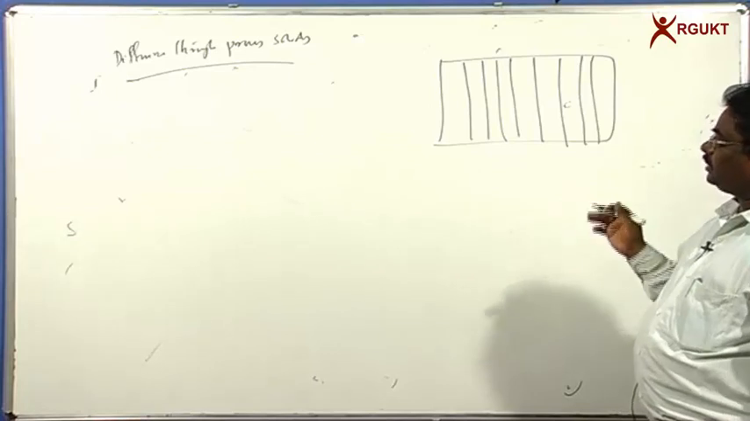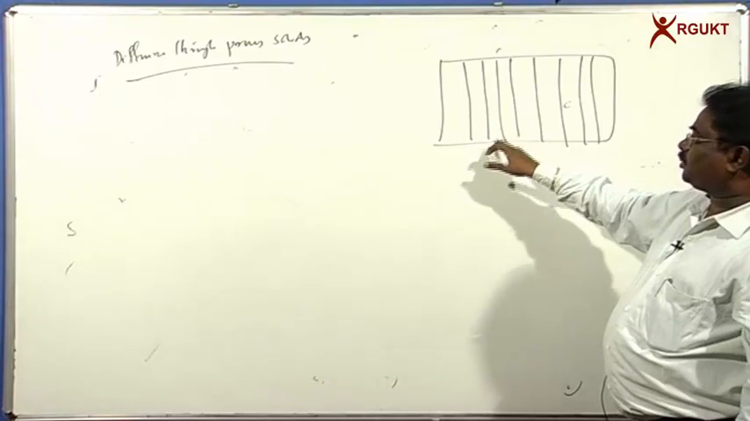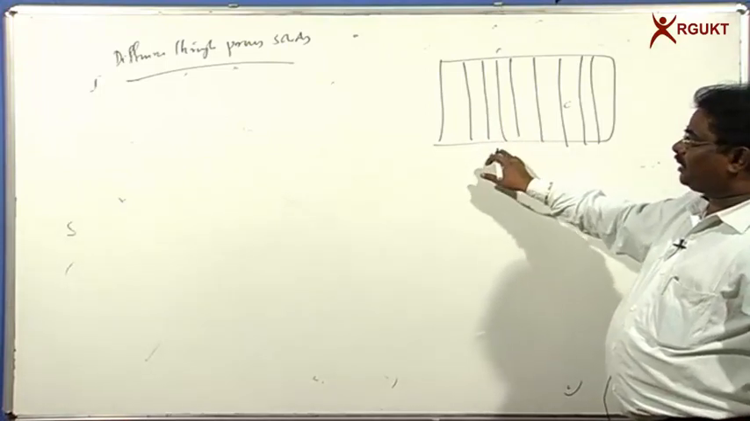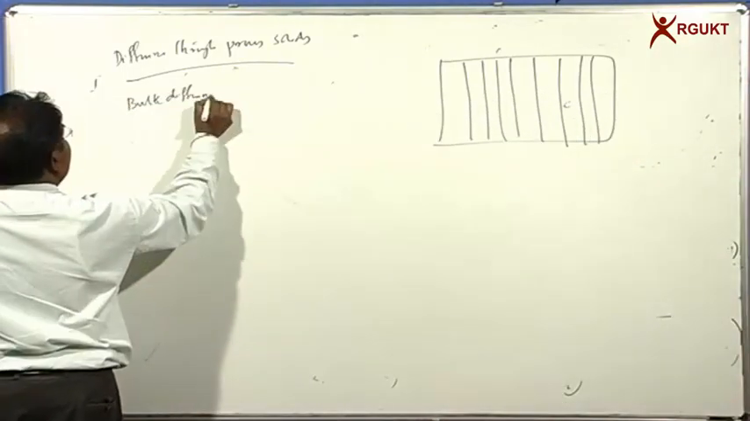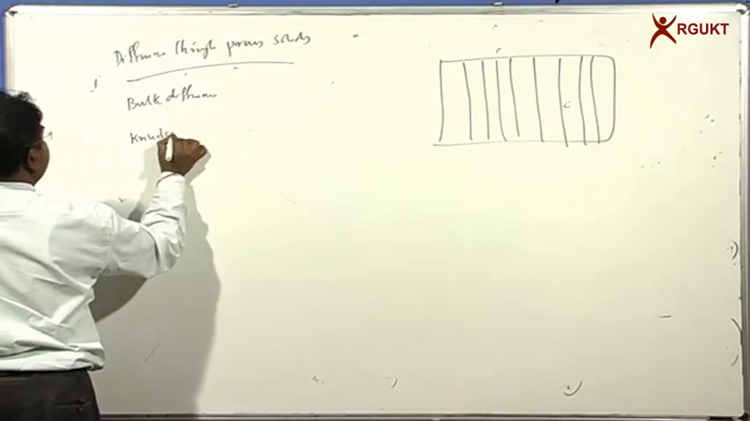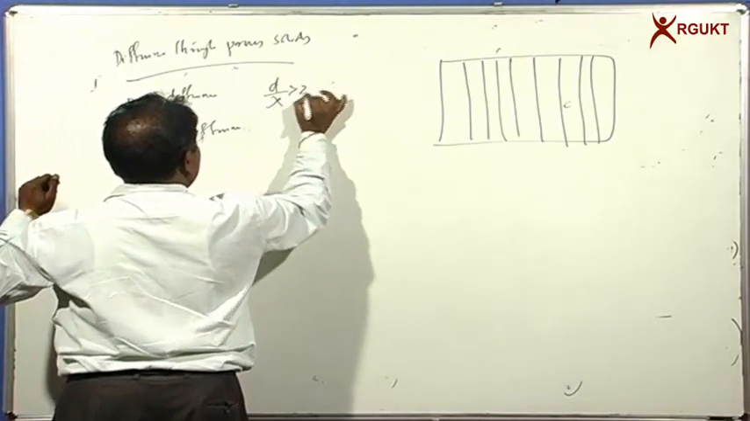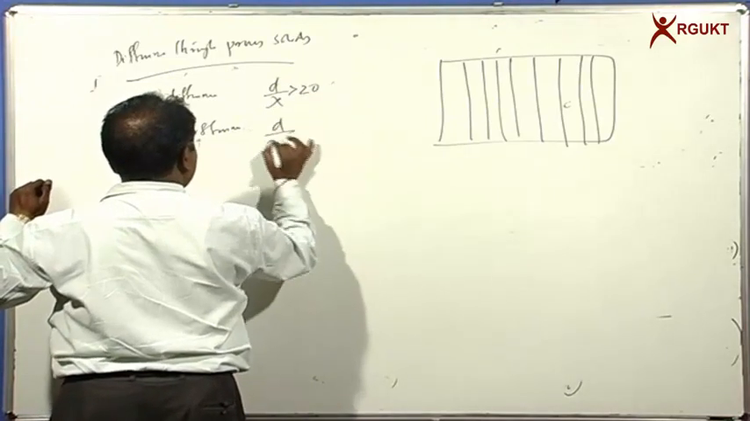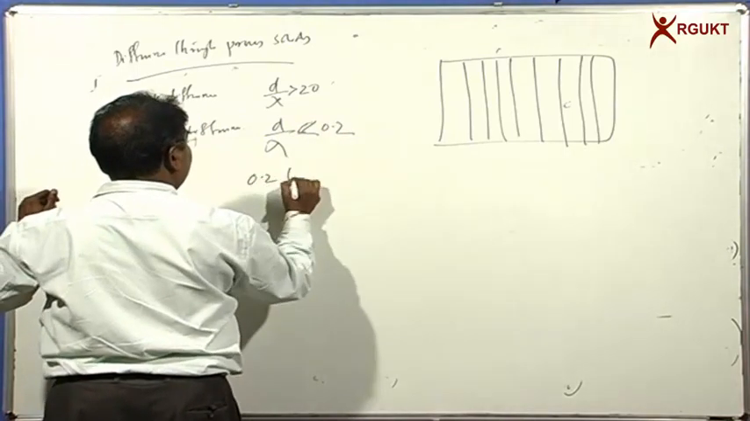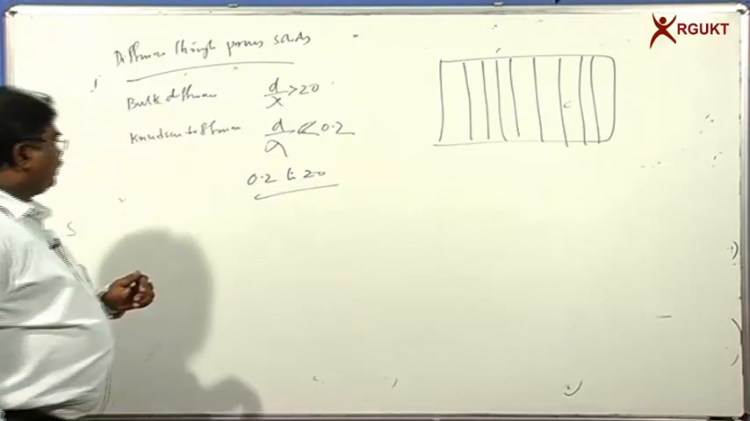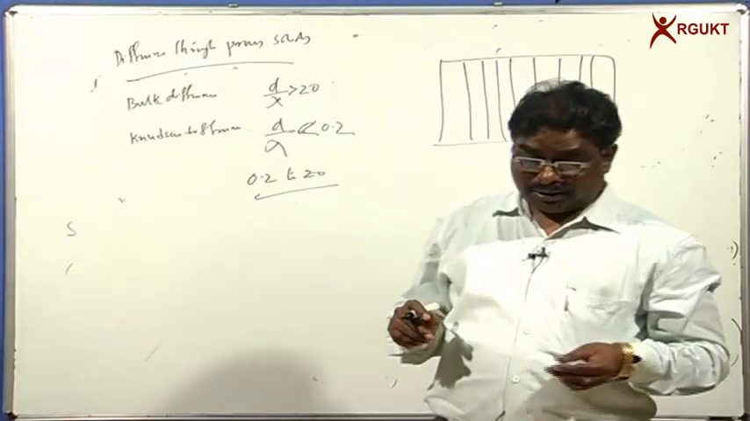Sometimes the pores are not so big, and the pore sizes are smaller than the mean free path. Then, as we discussed, we have Knudsen diffusion. So we can have bulk diffusion and Knudsen diffusion. Bulk diffusion occurs if d by lambda is greater than 20. Knudsen diffusion occurs if d by lambda is less than 0.2. In between 0.2 and 20, both Knudsen diffusion as well as bulk diffusion take place. Now the next question comes into the picture: how to handle these sorts of situations?